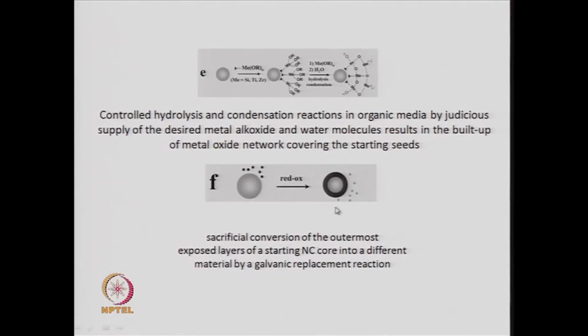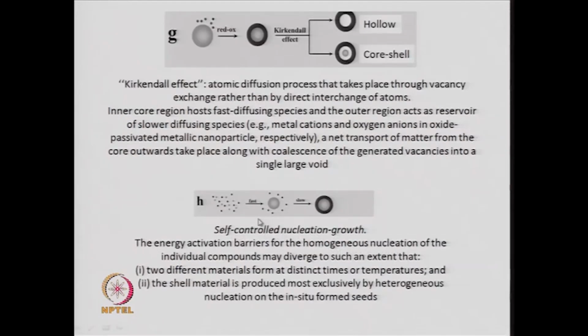This can be done by a galvanic replacement reaction in a cell, and you can see these particles which are going out actually belong to the core material. So, some of the particles are removed from the core material, and the incoming material is deposited on that inner core, ultimately giving you a smaller core size compared to the starting material. So, this is called a sacrificial conversion of the core material.